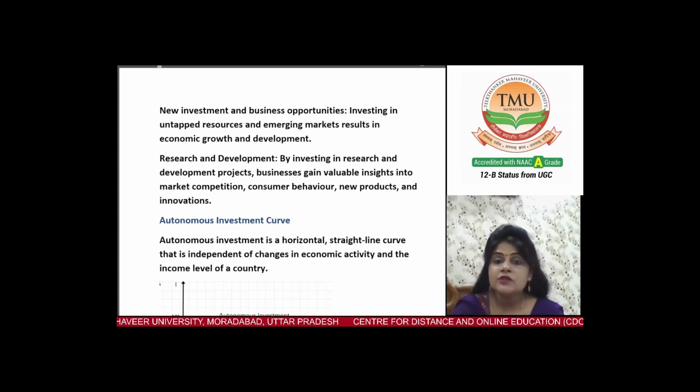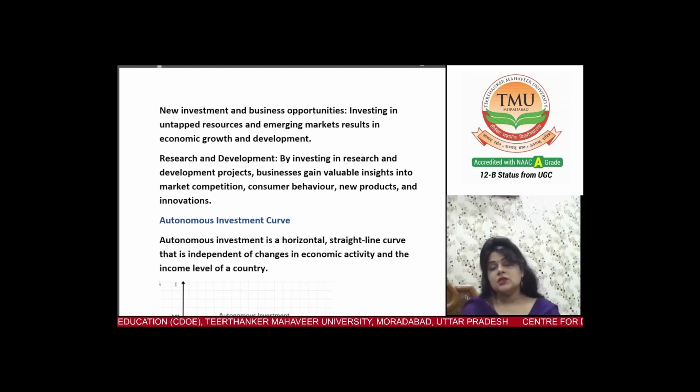So, autonomous investment is the type of investment that does not depend on current income or economic conditions. It remains fixed or static regardless of the country's economic situation. Generally, autonomous investment represents the essential investment made by the government or private sector, such as spending on infrastructure, healthcare, and education. These investments are made to achieve long-term goals and social benefits.